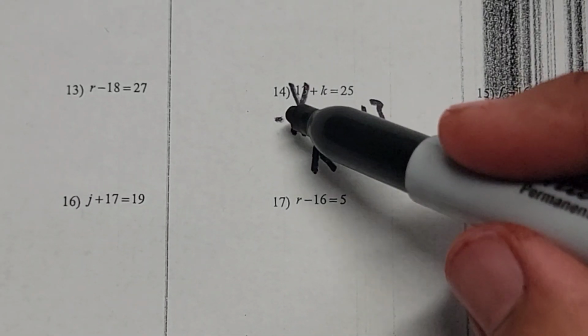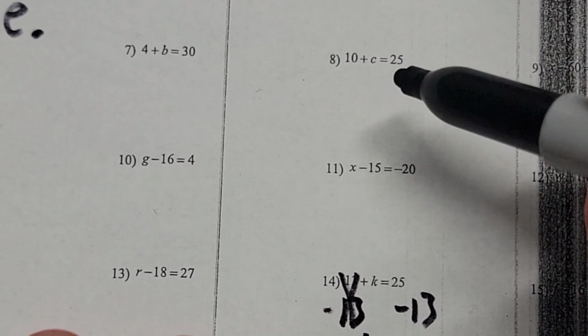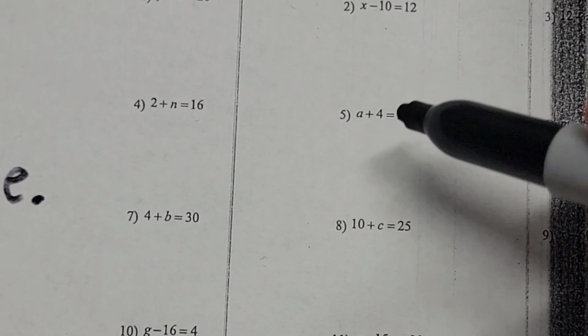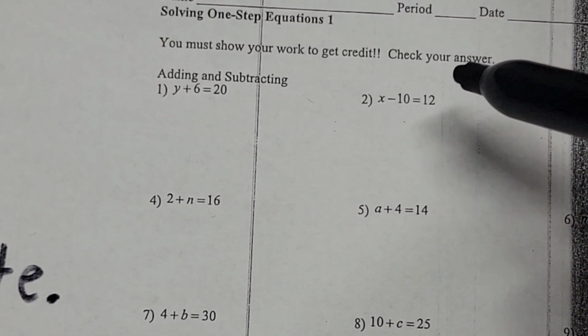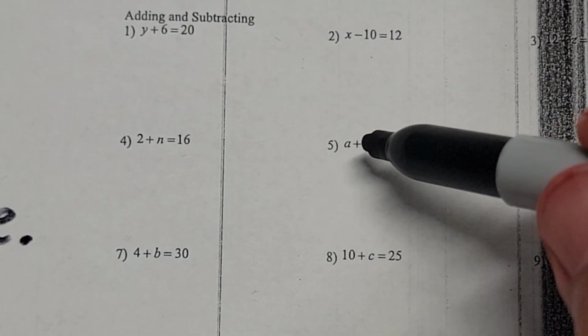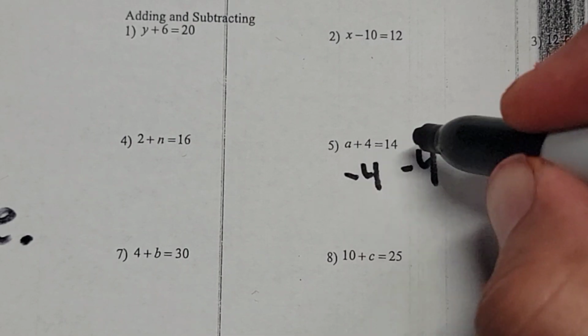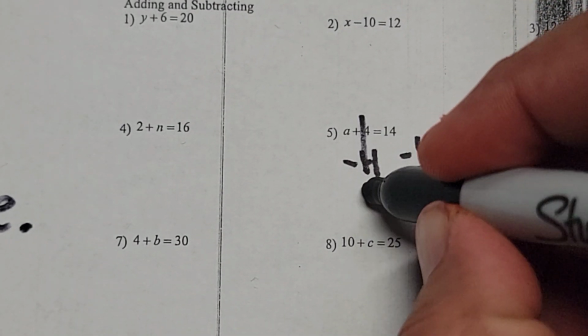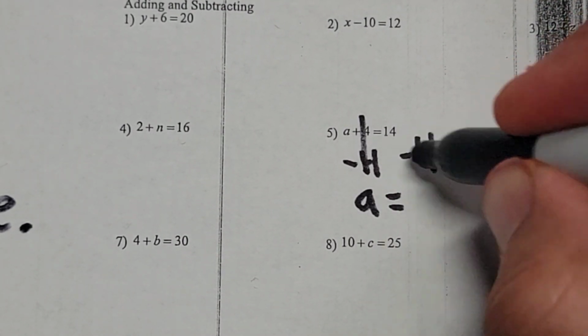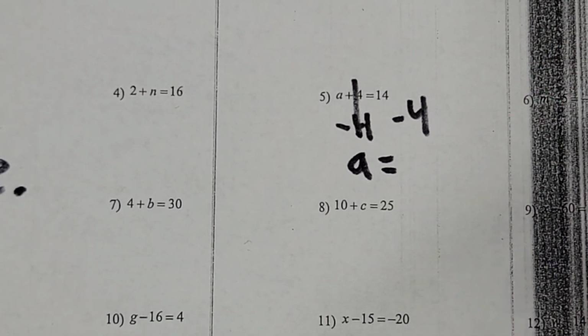So just look at it as positive. It's double checking everything else is good. These are all pretty straightforward. What is the opposite of a plus 4? Minus 4. So you minus 4 on both sides. Take that out. A equals whatever 14 minus 4 is, that's the answer.